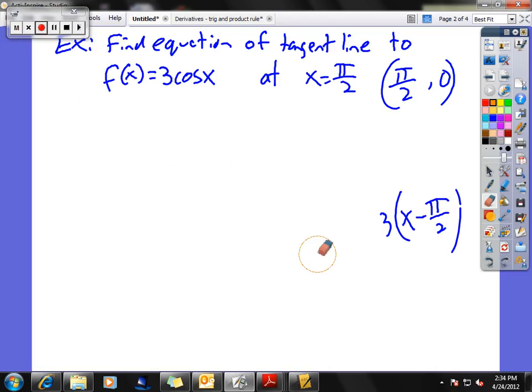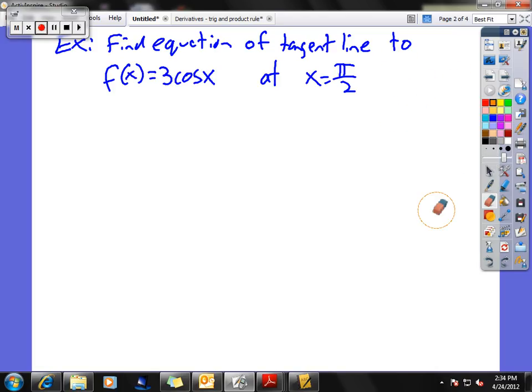So here's an example using some trig. All right. We have: find an equation of a tangent line to f of x equals 3 cosine x at x equals pi over 2. And let me erase that for a sec. Okay, so this is what you were doing yesterday, part of that worksheet. Equation of tangent line, you need two things. You need slope and point.